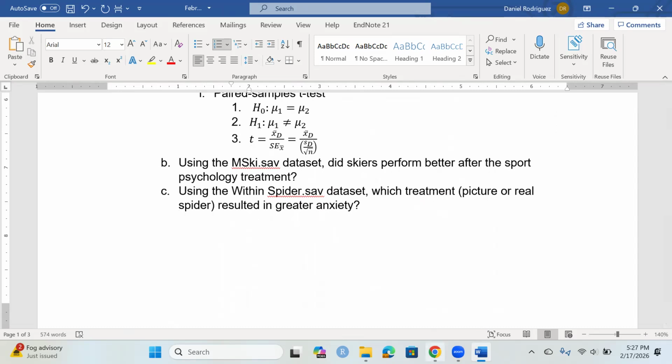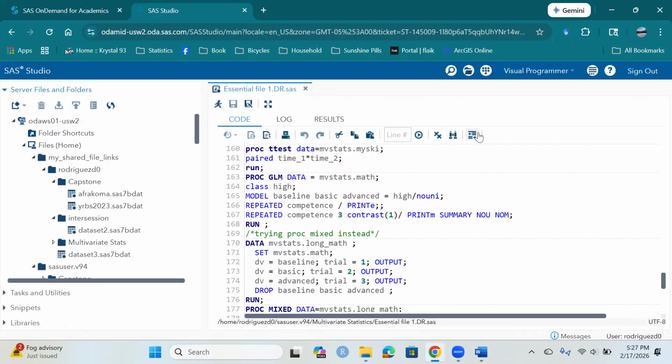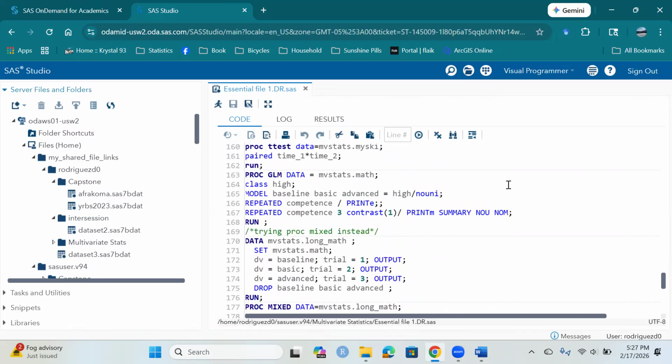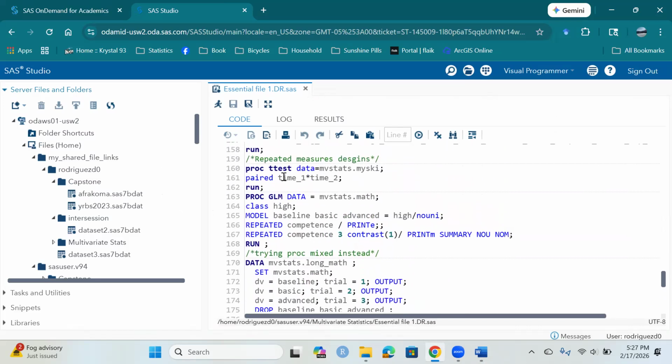So let's go ahead and take a look at this. So go to SAS here. And here it is. I'm using this data set called mski. You can download that from Canvas. And if you look at the t-test here, of course, as usual, we initialize this procedure, PROC TTEST. We give it the data location in the library and then the file, and then we say PAIRED, because this is a paired t-test. We have time 1 by time 2, and then hit run.